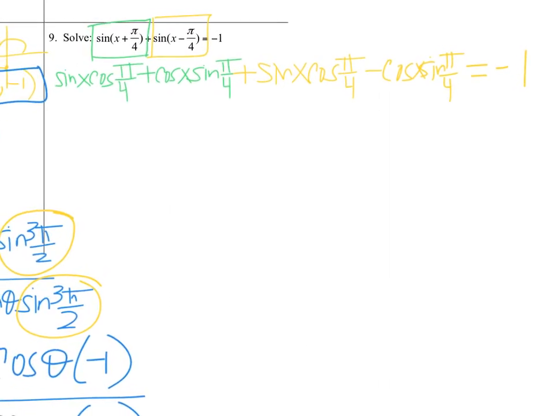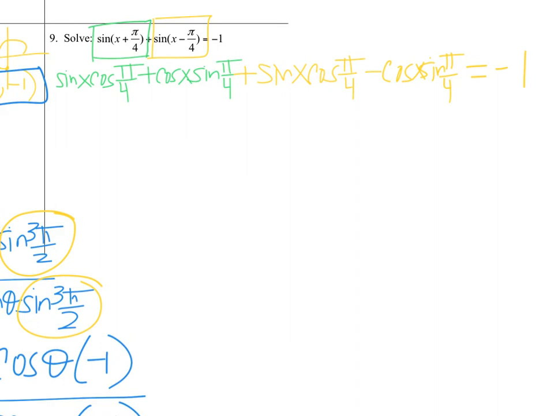So let me let you get caught up to there. So all I did was I just expanded everything, okay? It's kind of like if you were going to solve something that had a squared in it, you'd have to FOIL the whole thing out and do it that way. This I have to expand using my sum and difference formulas for sine.